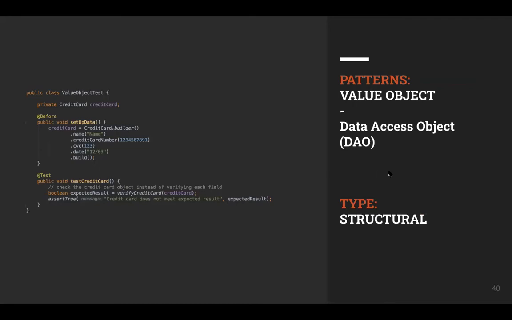The pattern is called data access object, DAO, or value object in a different way. So it's quite a tricky approach, because you also need to understand the logic of your business application, and also you need to encapsulate the verifications in the correct way inside different classes, like here, verify credit card.